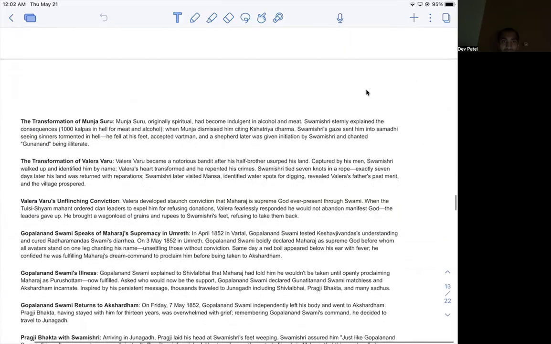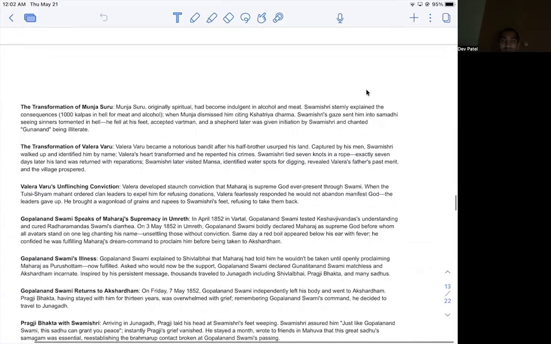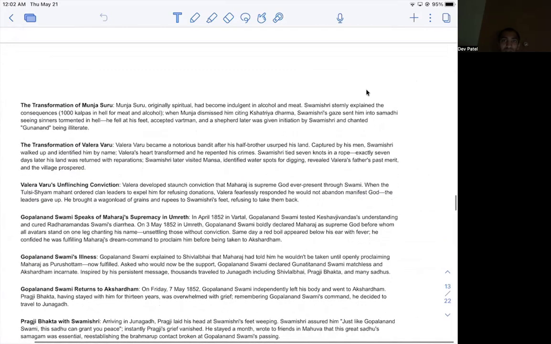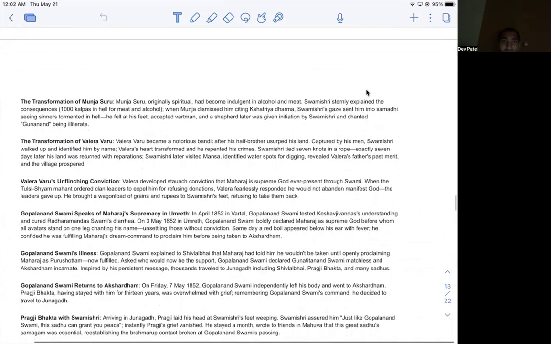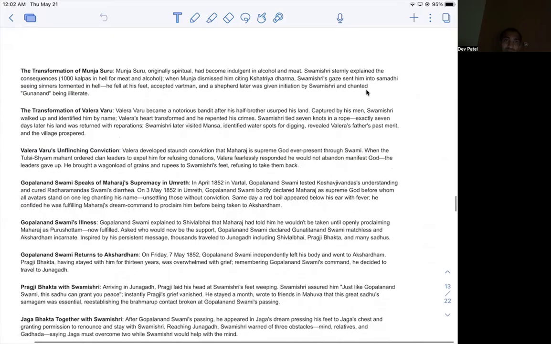Transformation of Mujasuru. He was originally spiritual, but then he became indulgent in all of these impure activities. He essentially explained the consequences of these impure activities. His immediate gaze sent him into Samadhi. He saw sinners being tormented in hell, and then he finally fell at his feet and accepted Vardhaman.